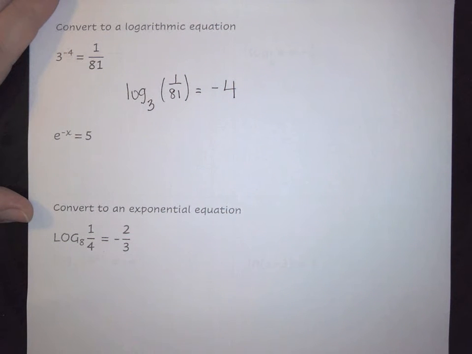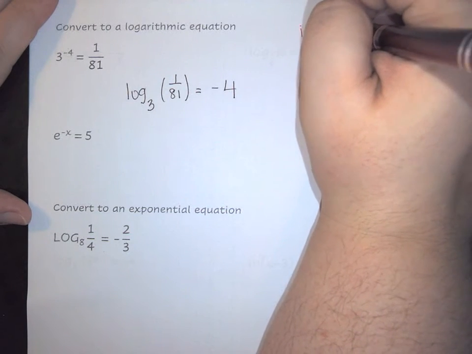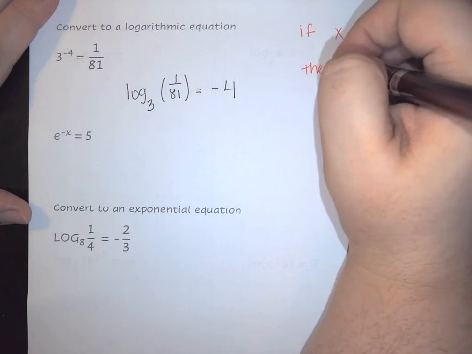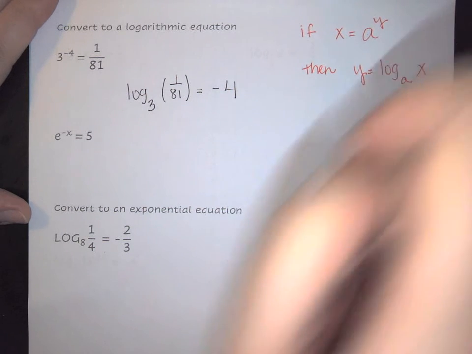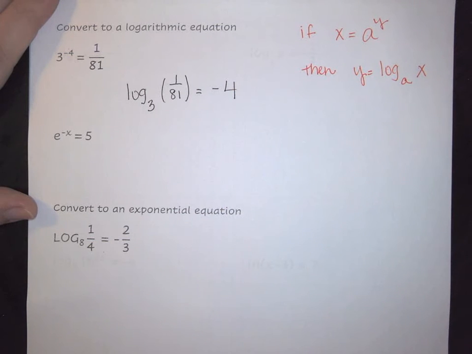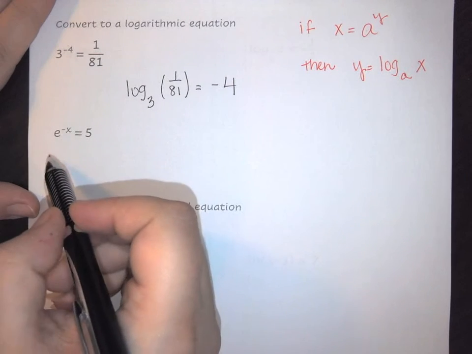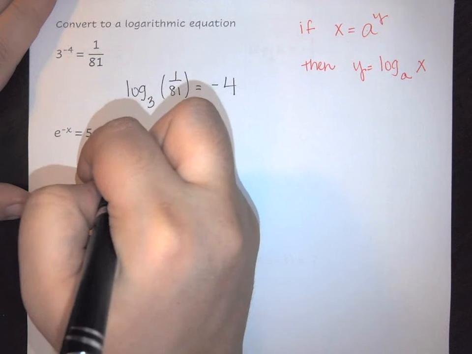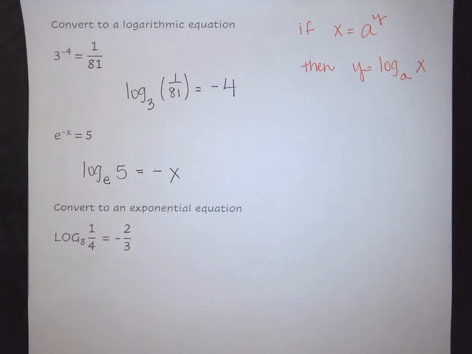And that's coming from the rule that we just discussed, which says if we have x equals a to the y, then y is equal to the log base a of x. So we're using just the idea of this rule to go back and forth. Okay? So over here I have e to the negative x, so this is going to become log base e of 5 is equal to negative x.